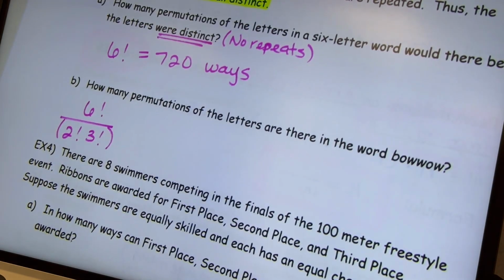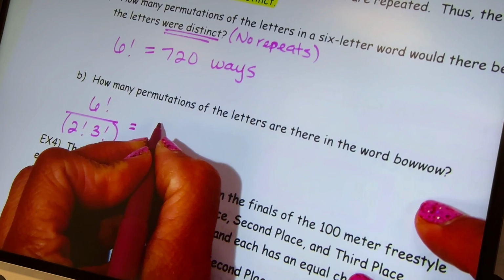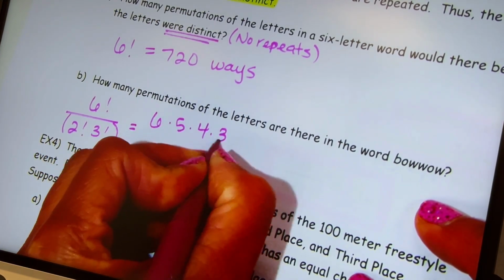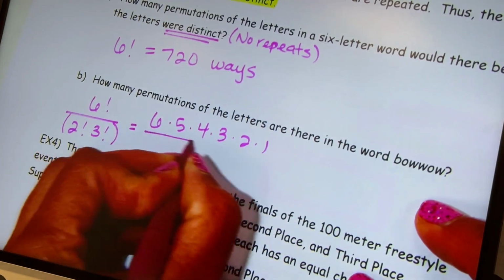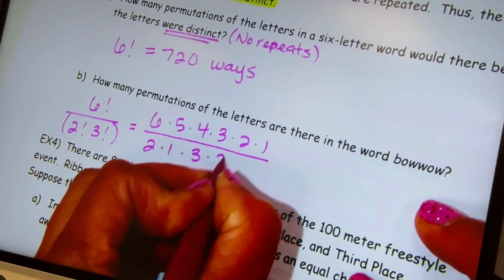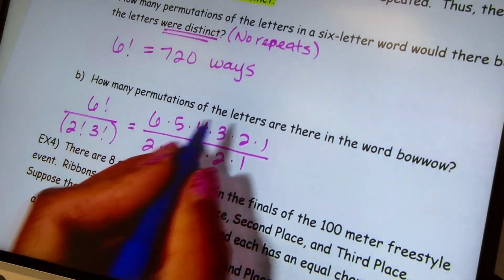But let me show you by hand how easy this is also, because these numbers are small. We know that 6 factorial is just 6 times 5 times 4, 3, 2, 1. Okay. 2 factorial is just 2 times 1. 3 factorial is 3 times 2 times 1. And so it's just a matter of canceling stuff out. The 3, 2, 1s cancel.